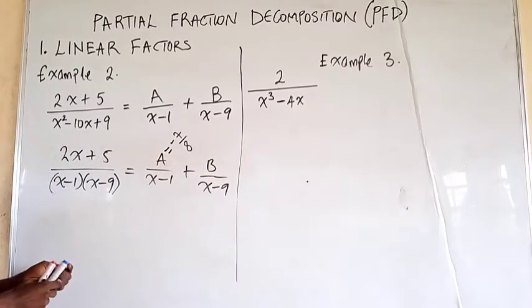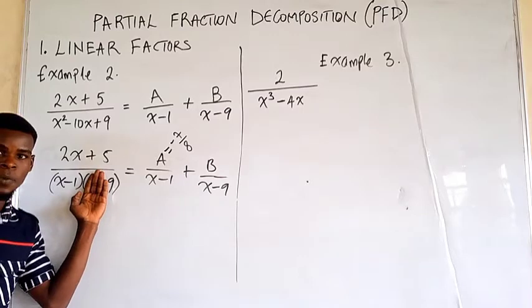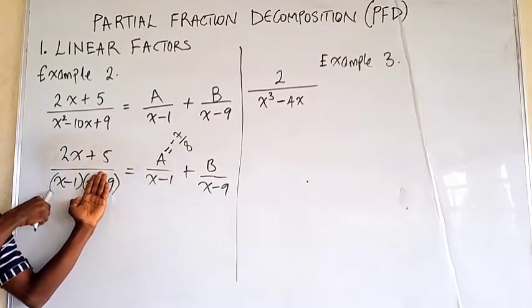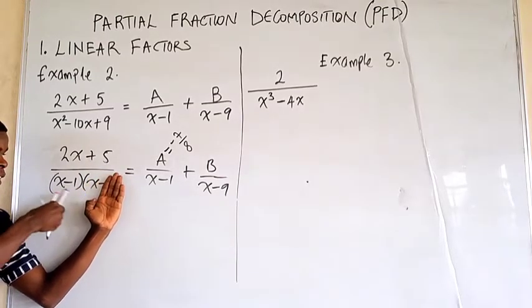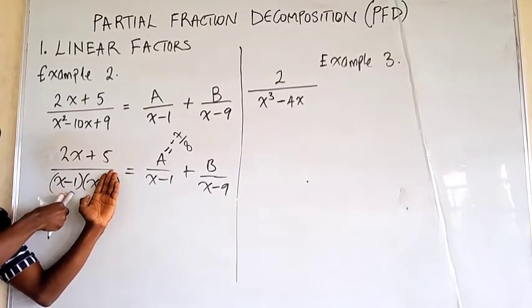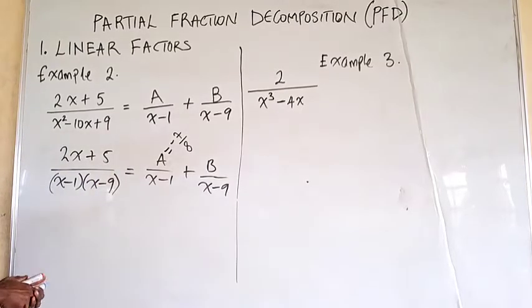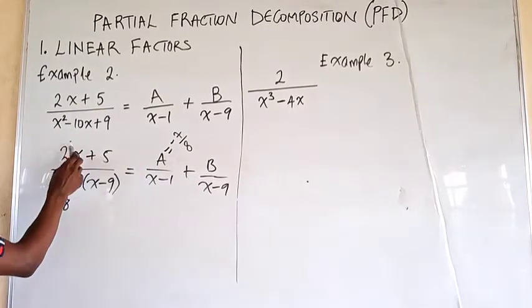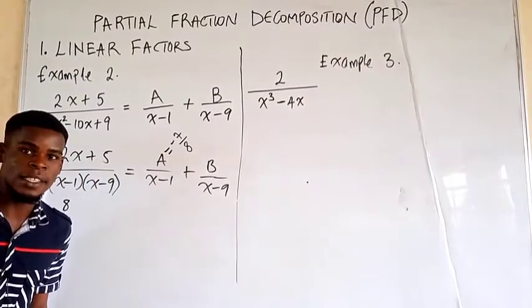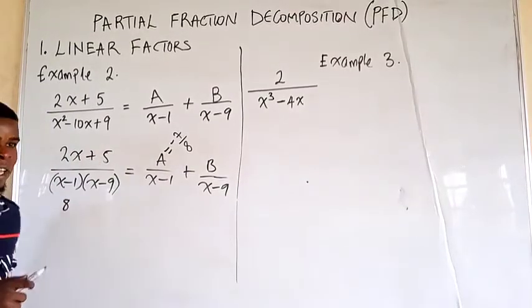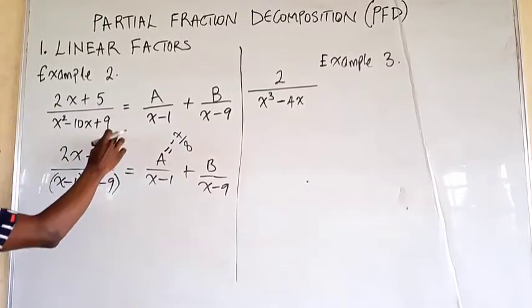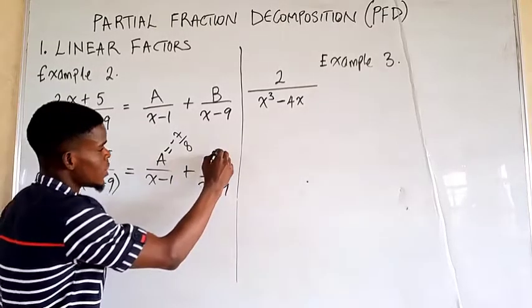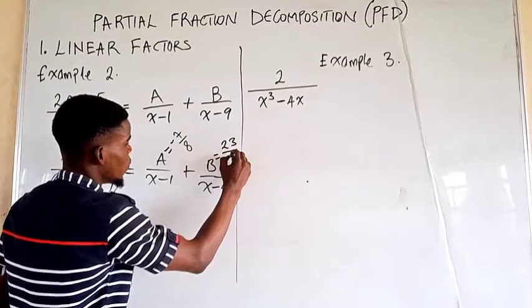You come here, cover up that factor, x minus 9, and substitute that 9 into the other factor, x minus 1. You plug in 9 for x, you're going to have 9 minus 1, that is just 8 in the denominator. You plug in 9 for x at the top there, you're going to have 2 times 9, that is just going to be 18. And 18 plus 5, that is 23. So you have 23 on the top and 8 on the bottom. So b is equal to 23 over 8.